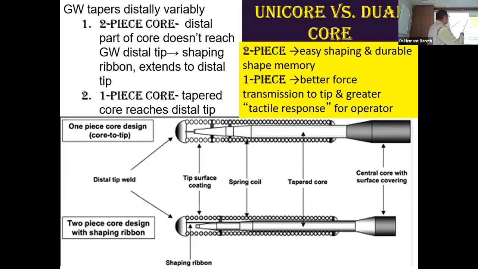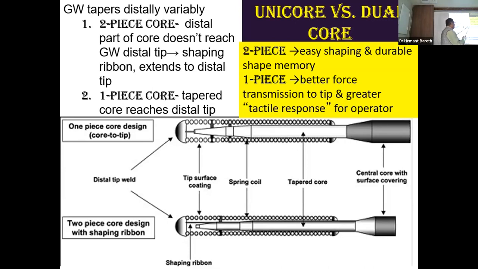So a little bit about unicore and dual core. The normal wire that we were discussing is a dual core wire, where the core ends before the tip and a shaping ribbon, which connects the core to the tip. But this will, as you can imagine, have more flexibility with less 1:1 torque transmission, and also will give you less support and be less pushable, because the pressure that you are applying at the core is not directly transmitted to the tip, but is transmitted through the shaping ribbon. But if you require those kinds of characteristics, then you require a one-piece or a unicore wire.